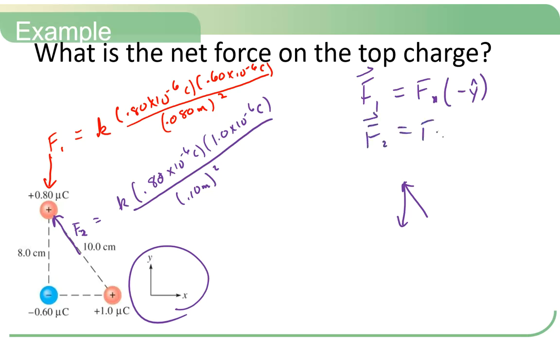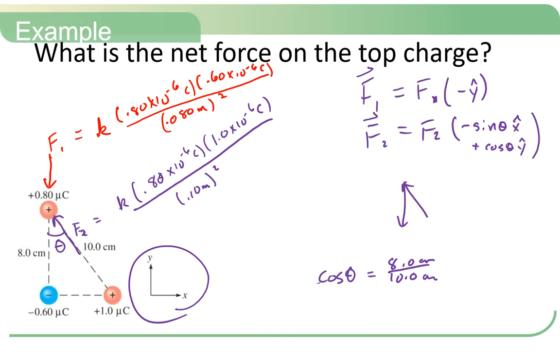Force two vector is force two, and then I have to break it into components, and so it's going to be in the positive y direction, but the negative x. If I define this angle as theta, then the x direction would be minus sine theta, and the y direction cosine theta, where we can find theta by, we have the two sides there, cosine theta is equal to 8.0 centimeters over 10.0 centimeters. So that's how we can get our angle. And then I have to add the x components together and the y components separately, and I have my answer. We are out of time, so we will stop at this point.